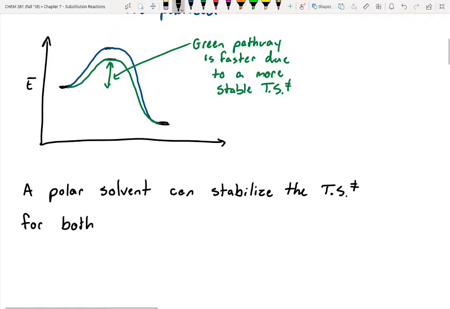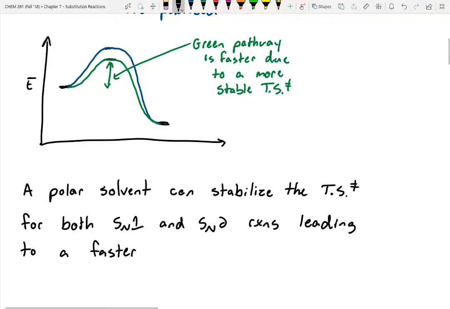For both SN1 and SN2, leading to a faster, slash more likely, or actually I should say faster or more favorable reaction.